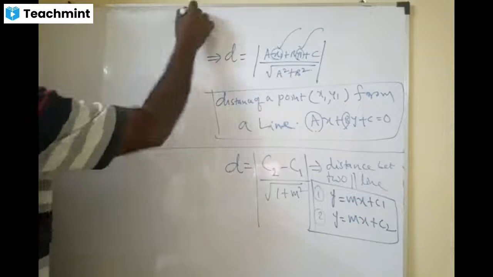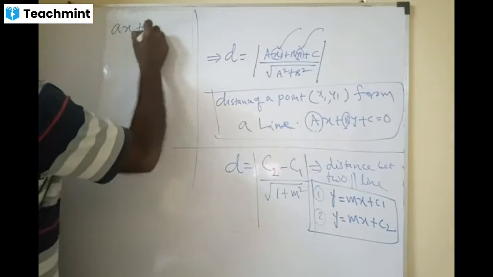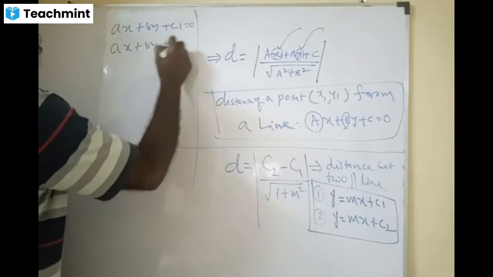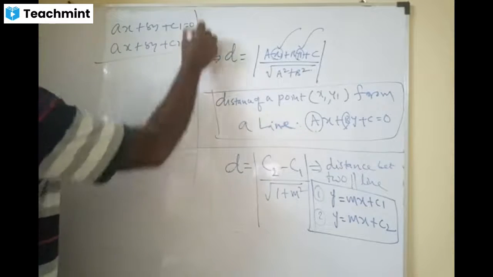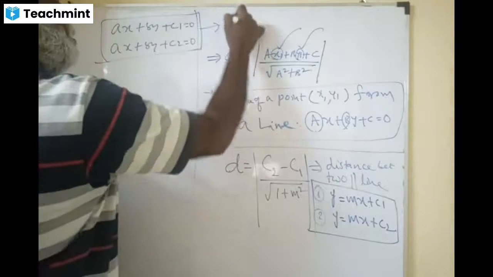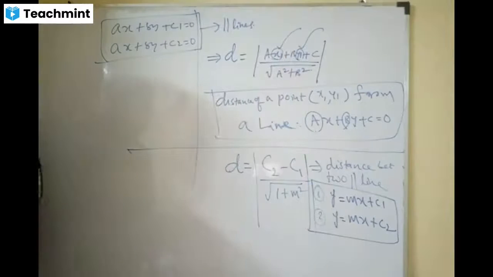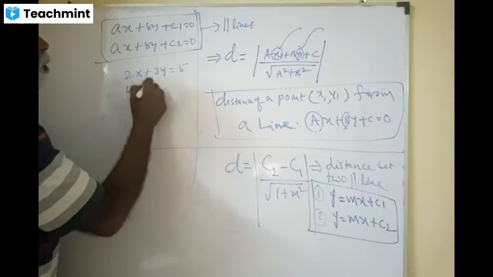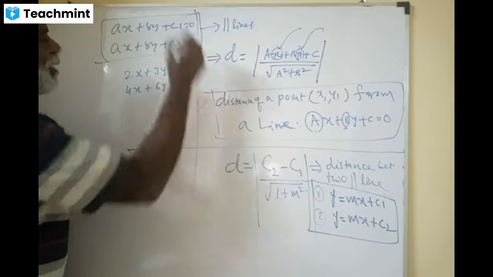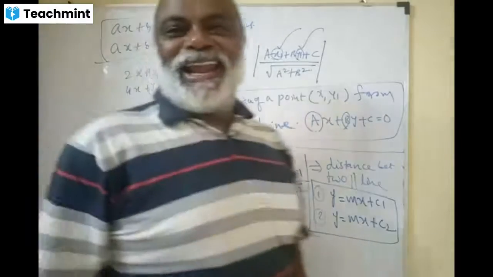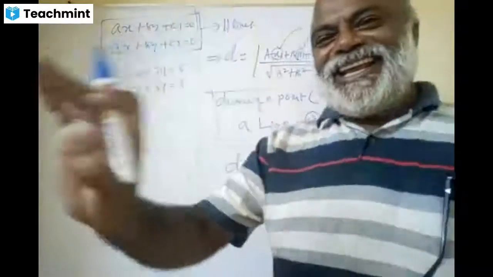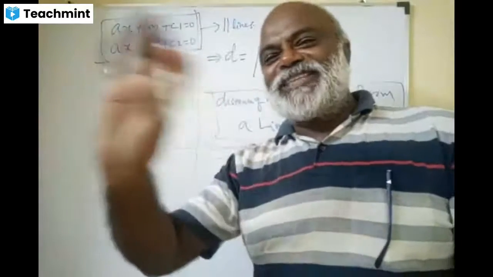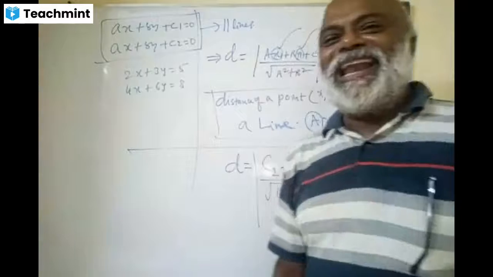Note down this point. ax plus by plus c1 equal to 0 and ax plus by plus c2 equal to 0. This is how we write the parallel lines, not perpendicular. That means, 2x plus 3y equal to 5 and 4x plus 6y equal to 8, something like that. That's how we write the parallel lines. We have the condition A1 by A2 equal to B1 by B2 but not equal to C1 by C2. That's called parallel lines.